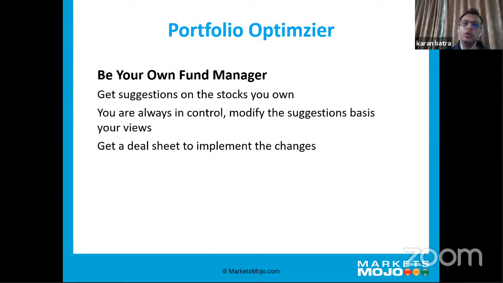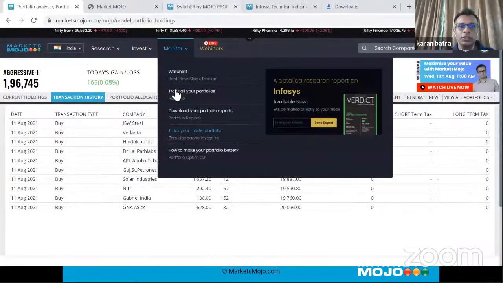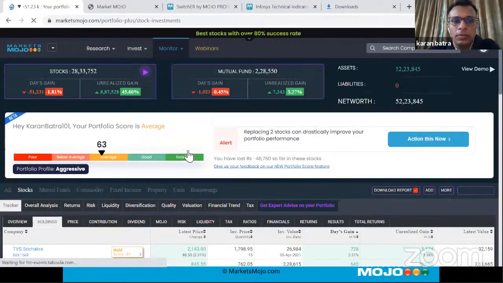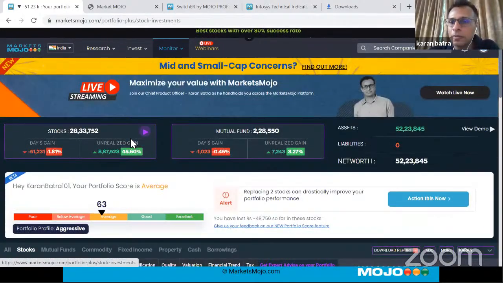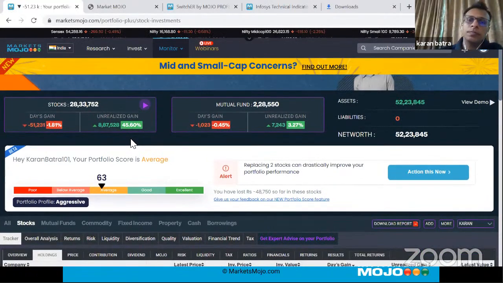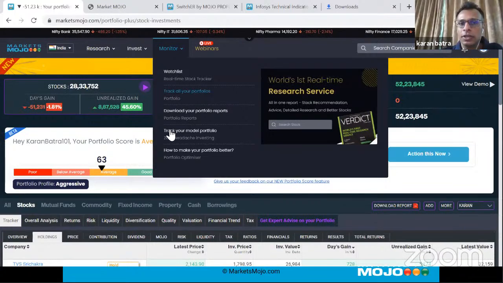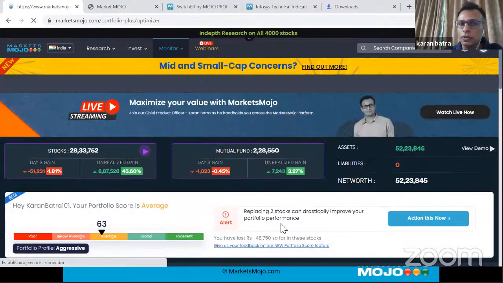What about the stocks that you already own? Like we saw this portfolio that I was showing you, this is a 28 lakh dummy portfolio. I can now see how to better manage this portfolio. You can either go from here, monitor, and you can go to portfolio optimizer. You can also click here, get expert advice on your portfolio.